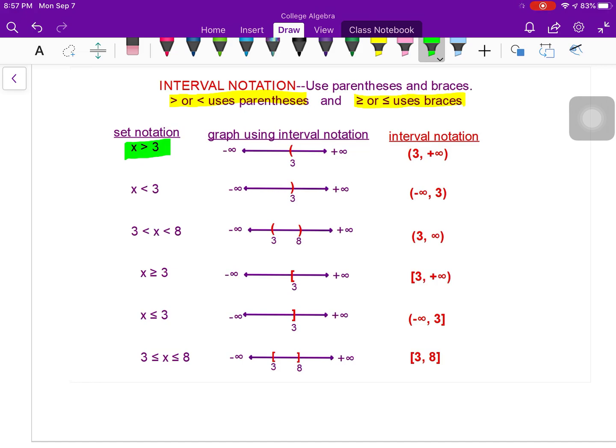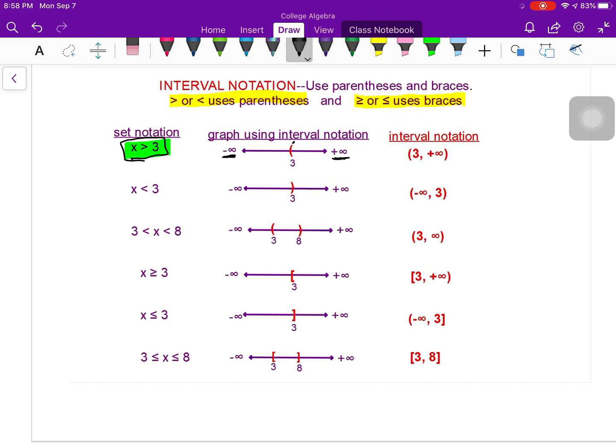So a couple things I want to point out. On any number line, furthest to the left will be negative infinity, because as I go more and more left, I get negative. So the best I can go is to negative infinity. Furthest to the right is always positive infinity. So this was x is greater than 3.